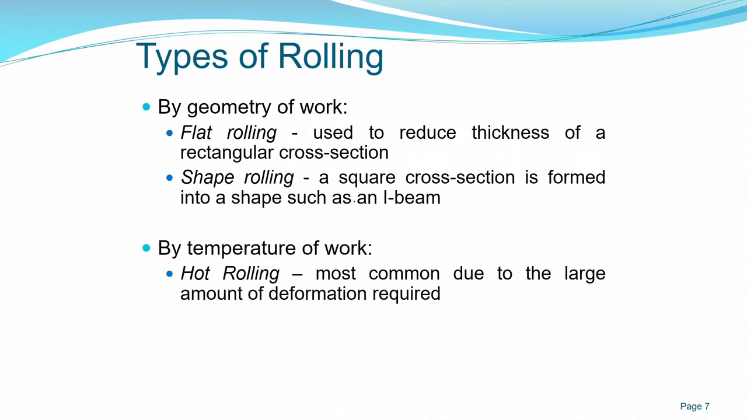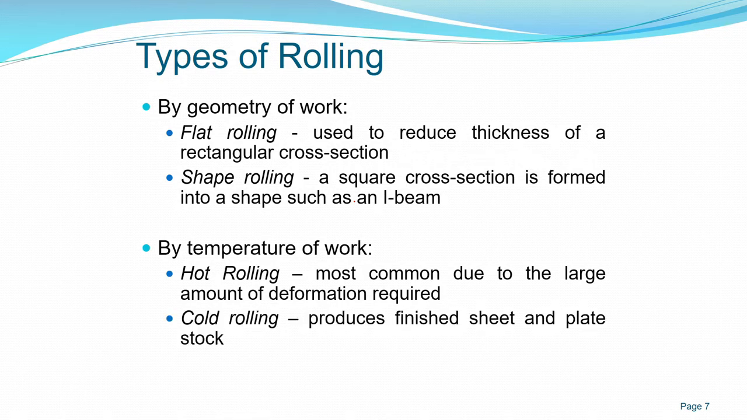By temperature of work, we have hot rolling, which is the same as hot working, at an elevated temperature, and this is the most common. We apply hot rolling because a large amount of deformation is required. At a higher elevated temperature, the force to deform the metal is much lower because it is more malleable. Next is cold rolling, where we produce the finished sheet and plate at the final dimension. We use cold rolling to have a better surface finish and better dimensional control.